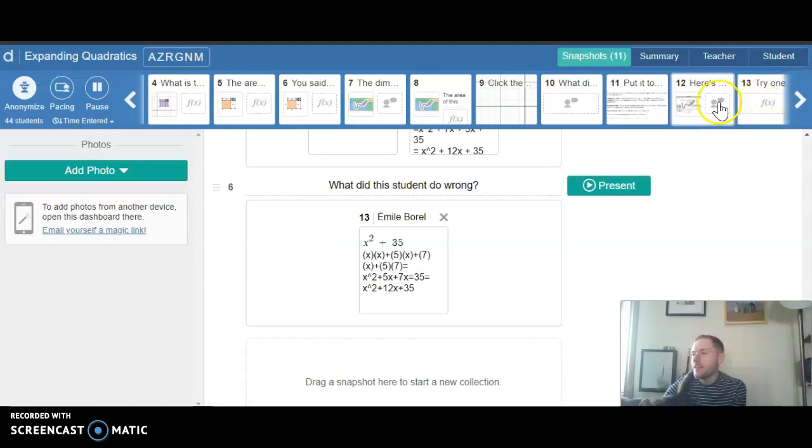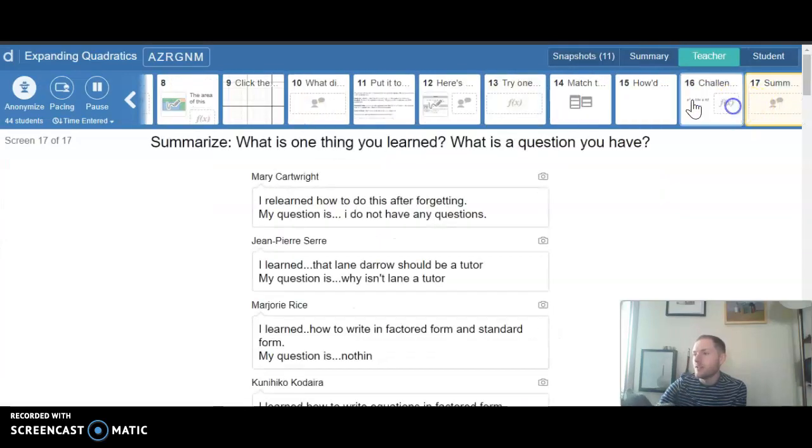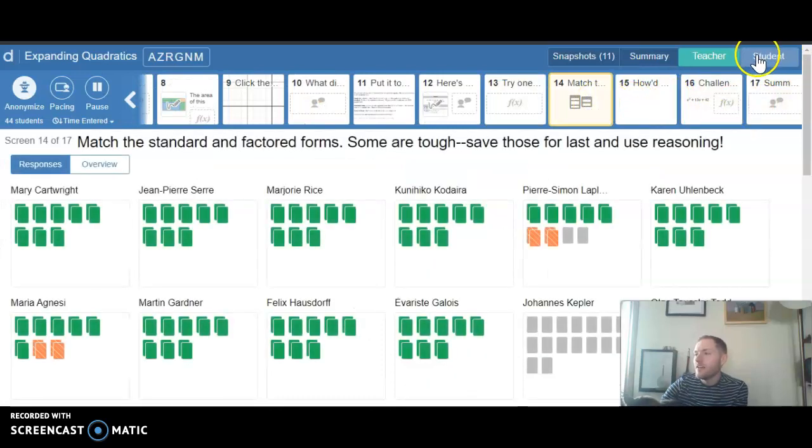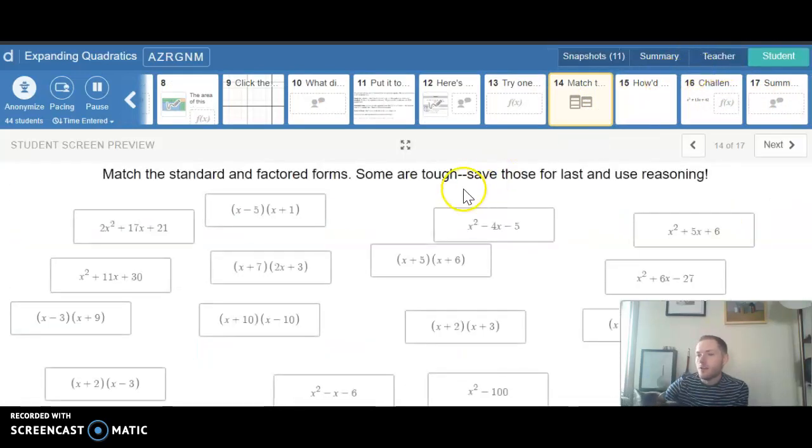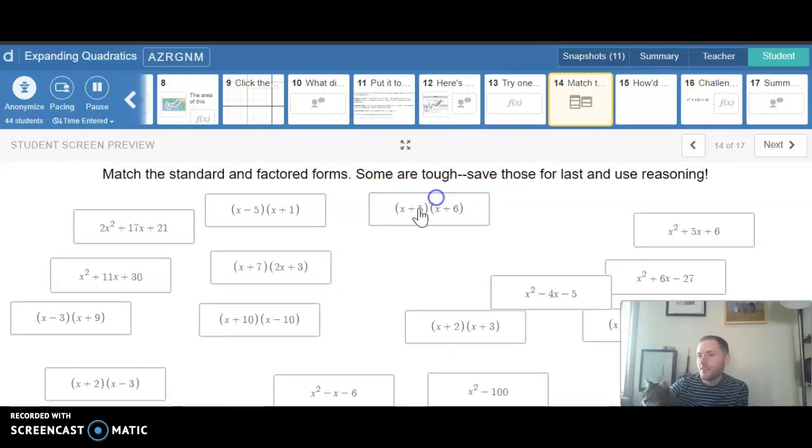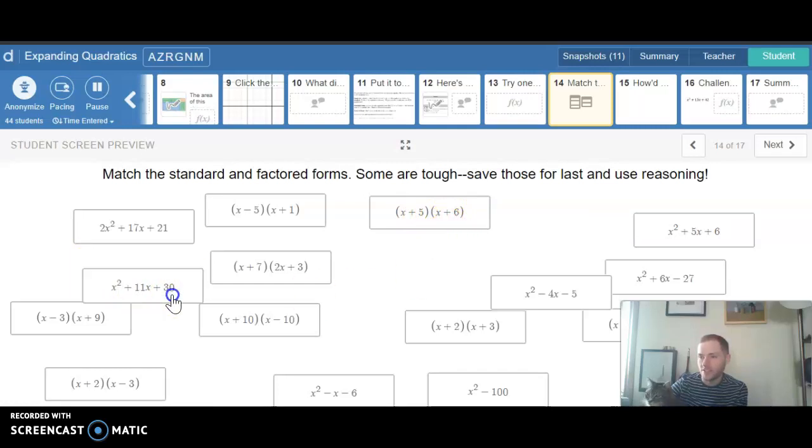And then at that point, I had you try one, and then we did this card sort. So following those patterns that we look at here, let's start with this one right here. If x times x is x squared, x times 6 is 6x, 5 times x is 5x, and 5 times 6 is 30. So that's actually the part I'm going to look for first, is a 30, which I see right here.